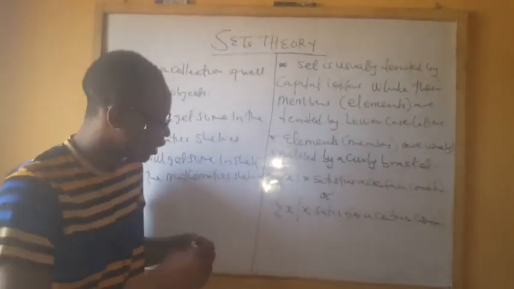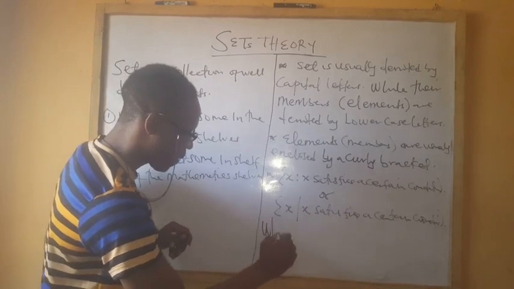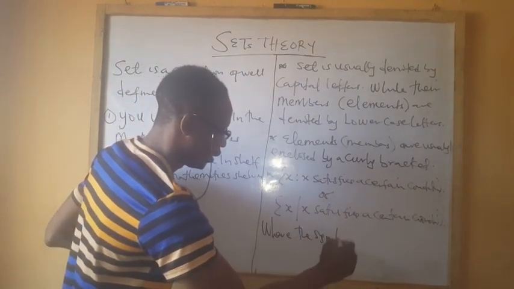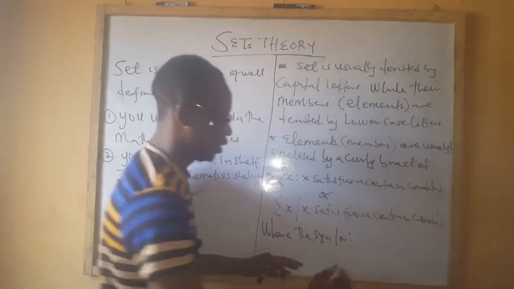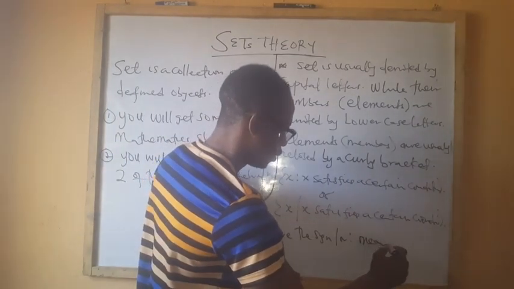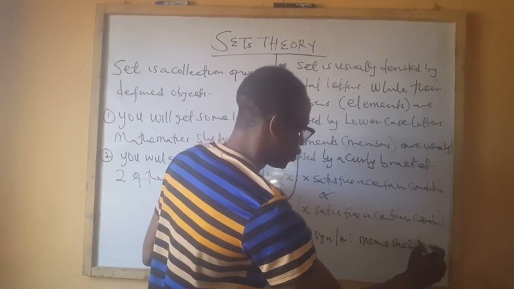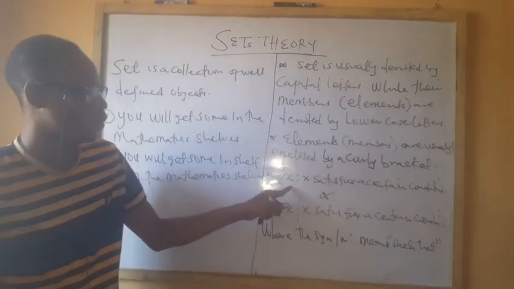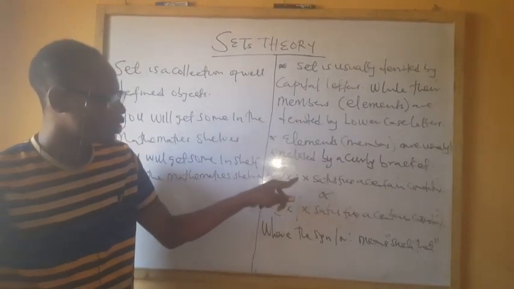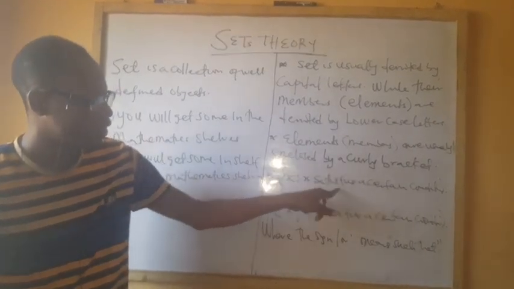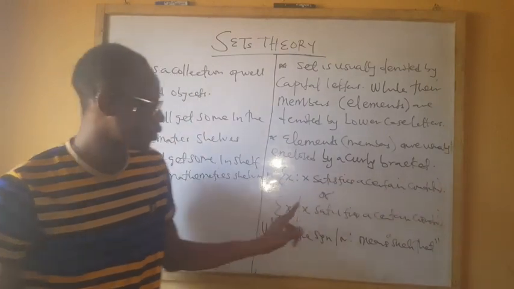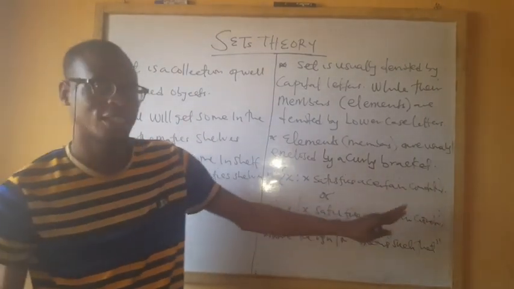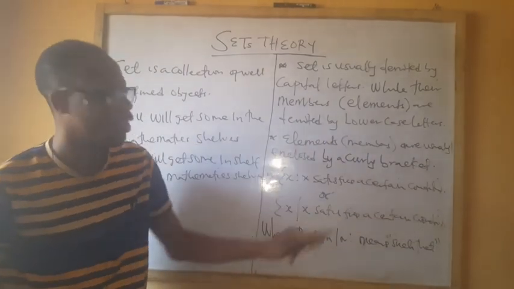So we now simply say where the sign, this or this, means "such that." That's the meaning. So that means, coming back to this expression, you can simply say x such that x satisfies a certain condition. Or we can represent it like this: x such that x satisfies a certain condition. Now this is what a set is all about.